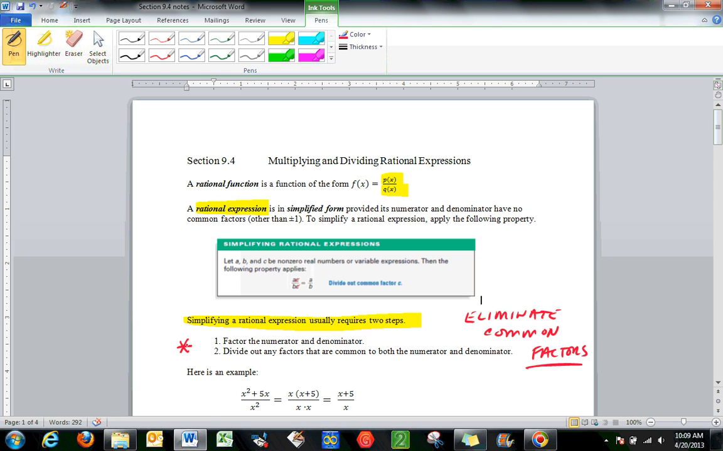The first thing we're going to do is factor the numerator and then factor the denominator with all of the methods that we've learned. And then we're going to divide out any factors that are common to both the numerator and the denominator. And when we say divide out, it's just a mathematical way of saying that they're going to eliminate each other. We're going to cancel them out. So let's take a look at a simple example here.